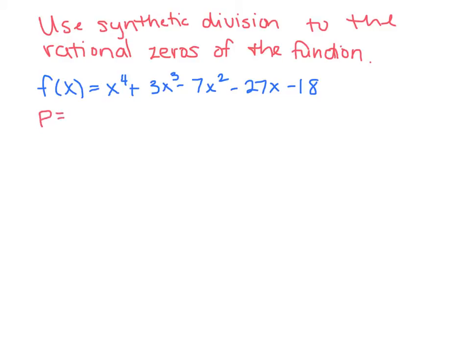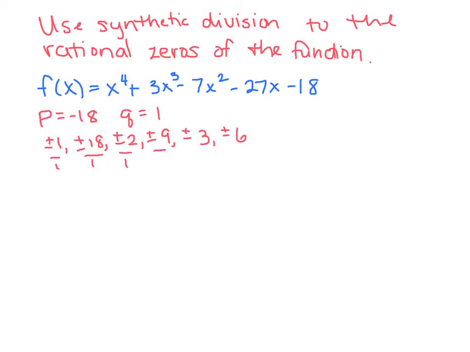P is equal to negative 18. Q is equal to 1. So the factors of 18: plus or minus 1, plus or minus 18, plus or minus 2, plus or minus 9, plus or minus 3, plus or minus 6. So those are all the numbers that go into 18. And then all the factors of q are just 1, so we only have to write everything one time. Kind of nice. So now we need to do synthetic division with each of those.